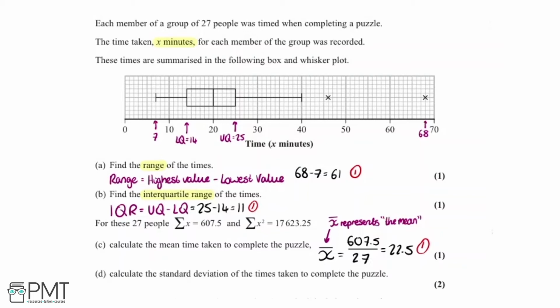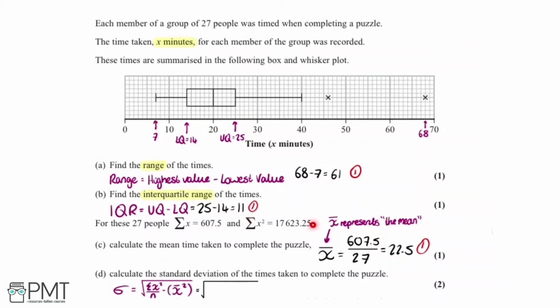Now part D says we need to calculate the standard deviation of the times taken to complete the puzzle. And luckily we've got a formula here for the standard deviation. This symbol represents the standard deviation. And the standard deviation is the square root of the summation of x squared, which is great because we're given that in the question, divided by n, and subtracting from that x bar, so the mean, which is also great because we just worked that out, all squared. So we're going to do that to work out what the standard deviation is. And then here we've got a square root. We've got the summation of x squared.